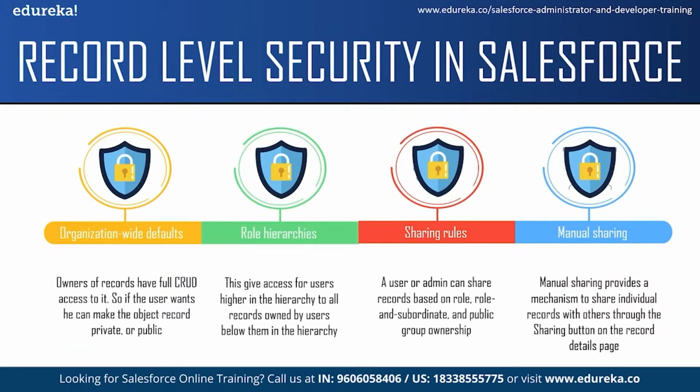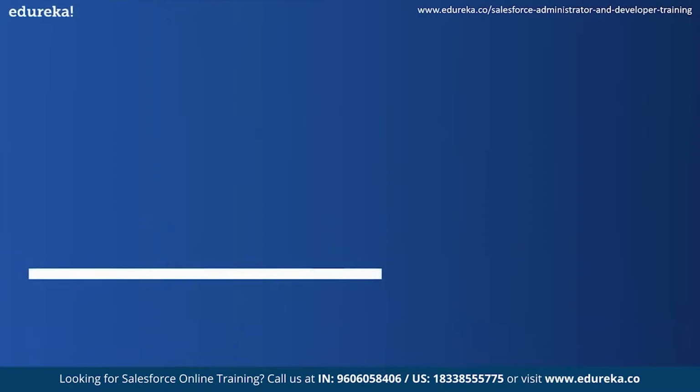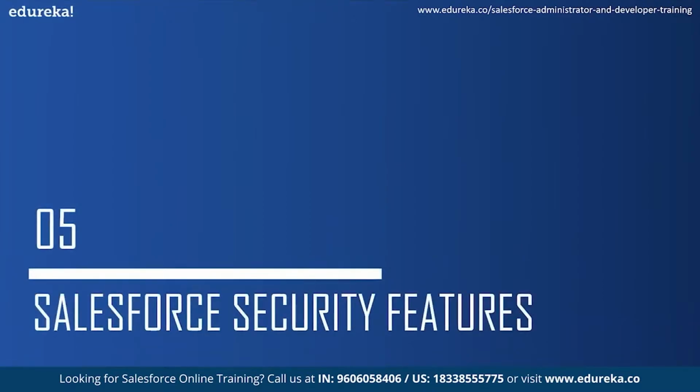Next, the fourth way of managing record level access is manual sharing. Manual sharing provides a mechanism to share individual records with others. This permission is accessed through the sharing button on the record detail page and lets end users share individual records with each other. So this was about the different levels of security in Salesforce. So now let us move on to the next topic and see some of the Salesforce security features.